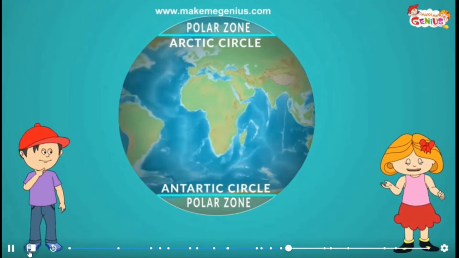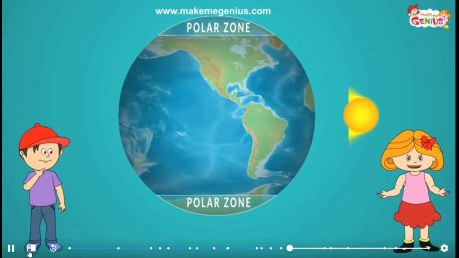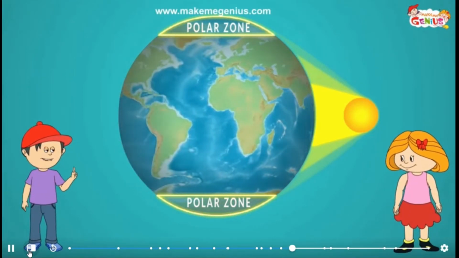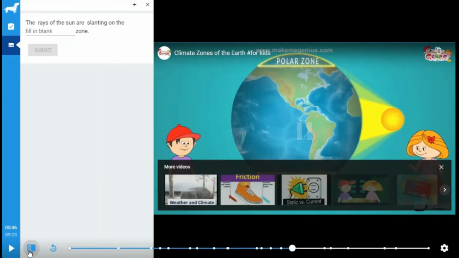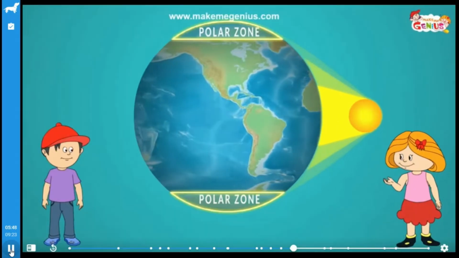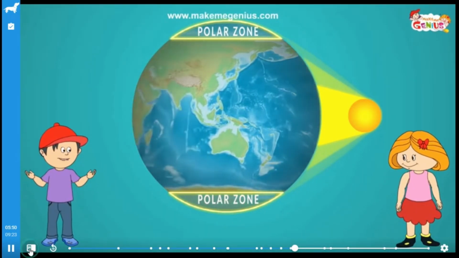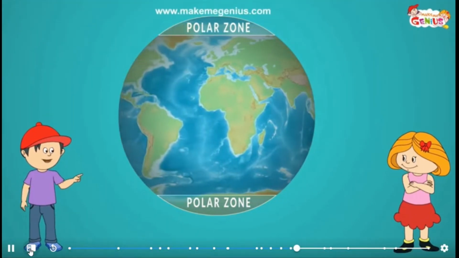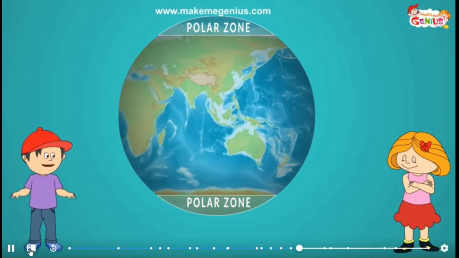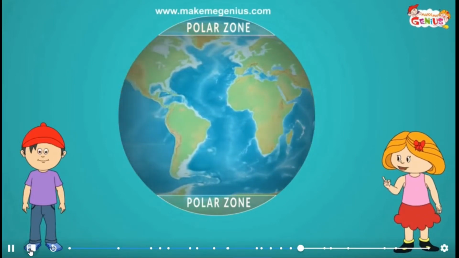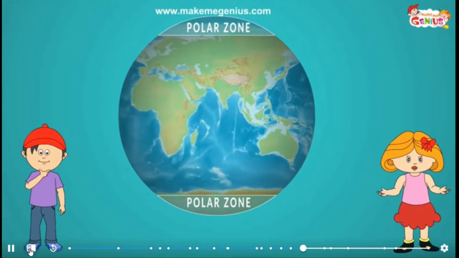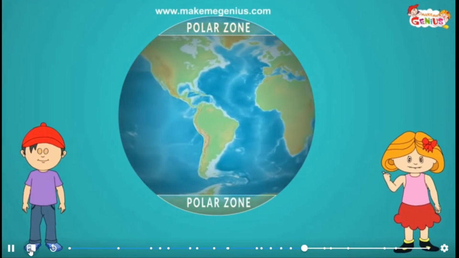Yes, this is because near the polar regions, the rays of sun are very slanted. I have a question. Yes? How do sun rays affect the weather? You mentioned something about direct sun rays and slanted sun rays. I'm confused. That is a very good question. Sun rays play a very important role in the climate of any place.